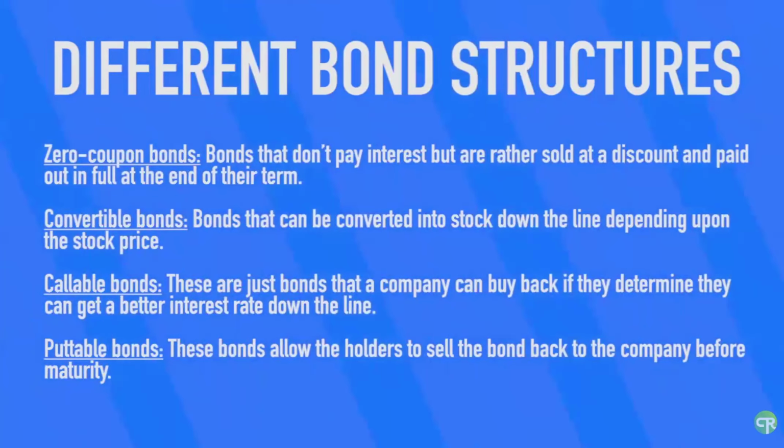There's also callable bonds, which are bonds that a company can buy back if they determine they can get a better interest rate down the line. Say their credit rating improves and interest rates decline. The company could buy back the bond and reissue the bond at a lower rate. Finally, there's puttable bonds. These bonds allow the holders to sell the bond back to the company before maturity, which is a way for investors to protect themselves if they're worried about the company not paying up down the line.